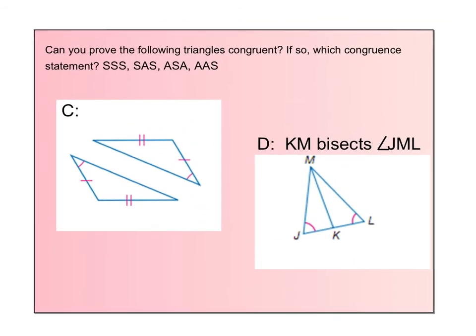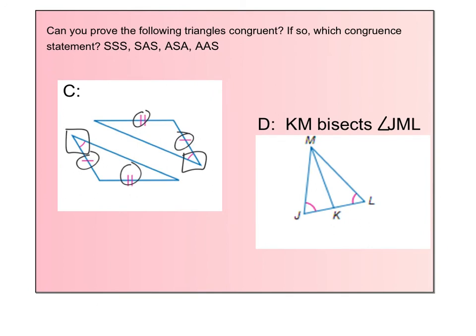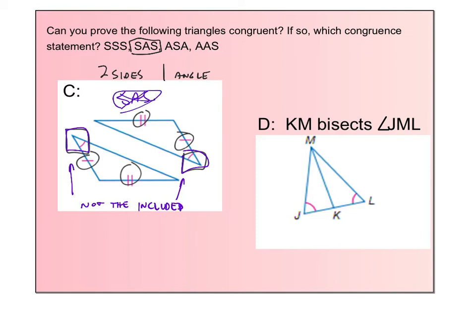So now let's keep looking here. We have side, side. We have side, side. And we have angle, angle. So we have two sides and one angle. So the only one that works up there would be side, angle, side. So we look at, does side, angle, side work? And no, it doesn't, because of where the angles are. The angles are not the included angles. So side, angle, side doesn't work.